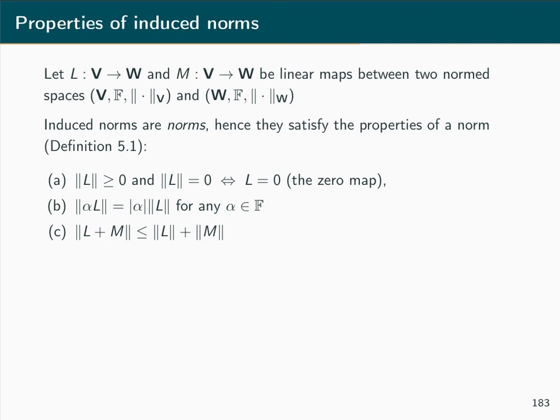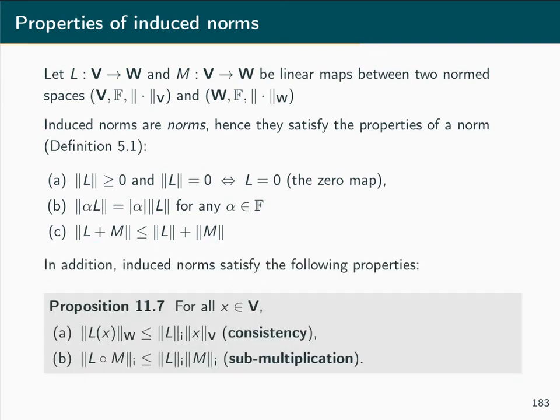Finally, on the last slide of this chapter, we summarize some important properties of induced norms. First of all, induced norms are norms in the sense of definition 5.1. So they satisfy the 3 key properties of a norm: A, positive definiteness, B, absolute homogeneity, and C, the triangle inequality. In addition to that, induced norms enjoy 2 more properties stated in proposition 11.7.